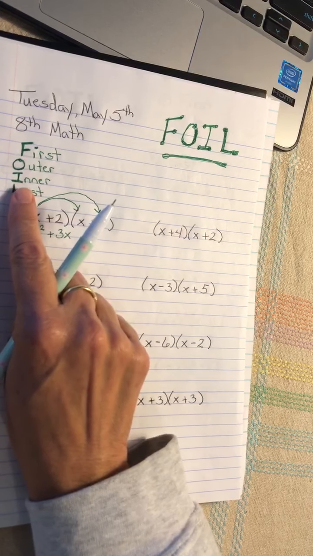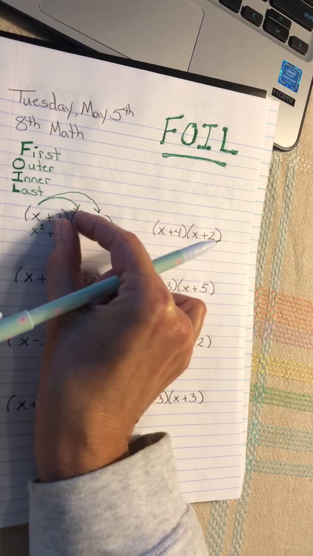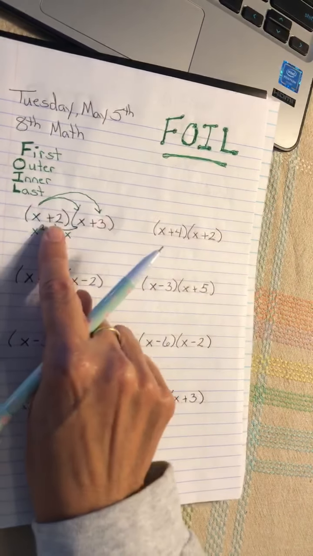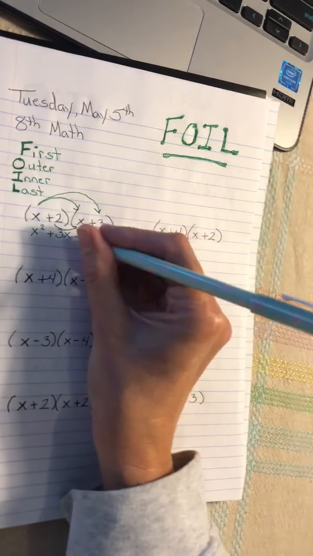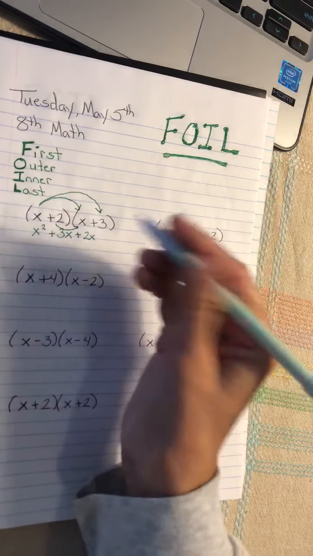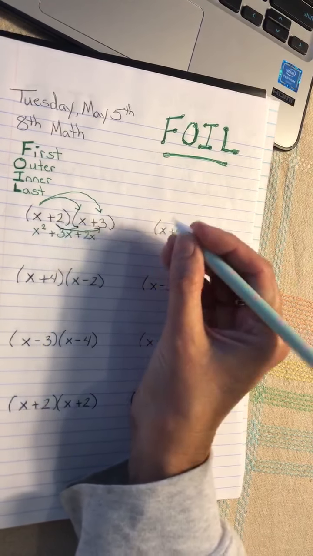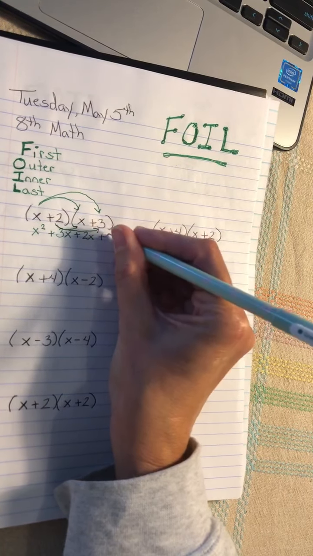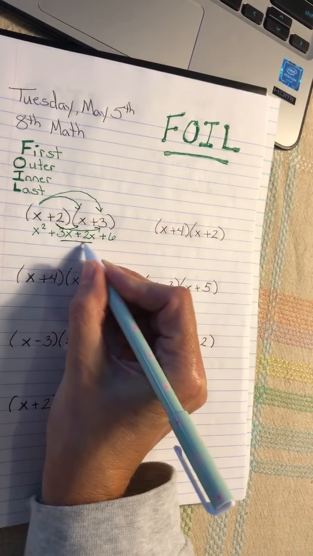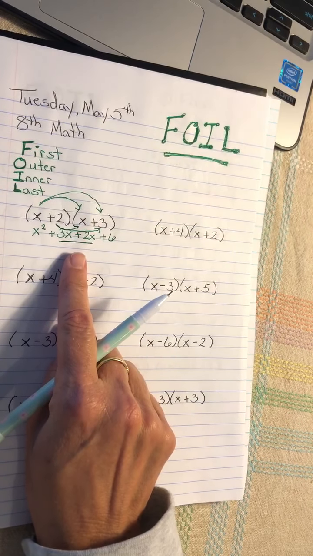Now we're on inner terms. Inner means these two that are in the middle. So I'm going to do 2 times x, which is 2x, and then last, 2 times the last term, which is 3. 2 times 3 is 6. Now you will get used to this pattern.